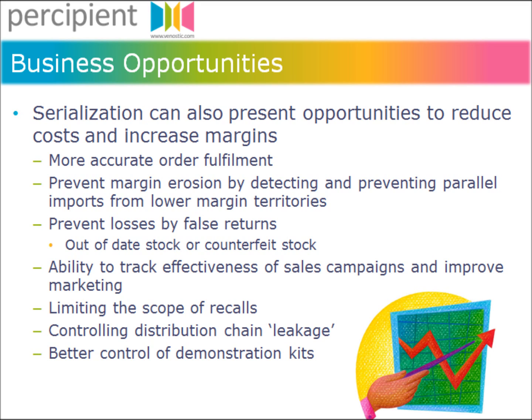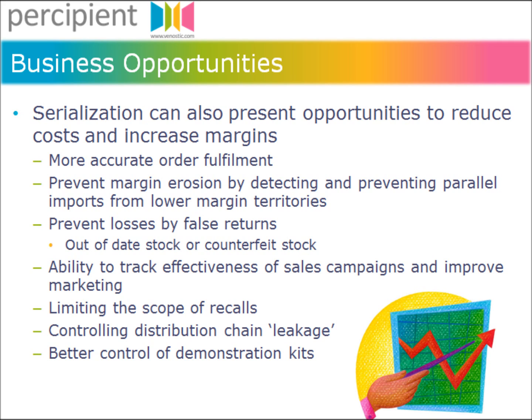Being able to track product at a much more granular level allows us to do things in the supply chain that we can't do currently. We can potentially fulfil our customers' orders more accurately. We can keep track of what was actually sent to them and received, at a much greater level of detail.